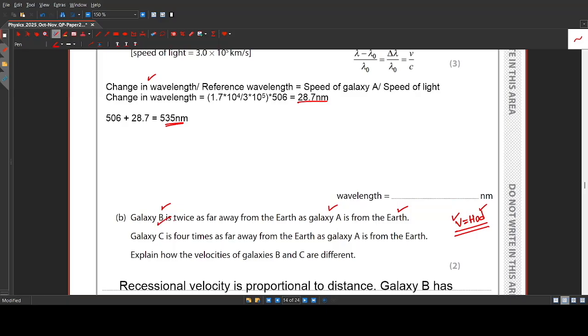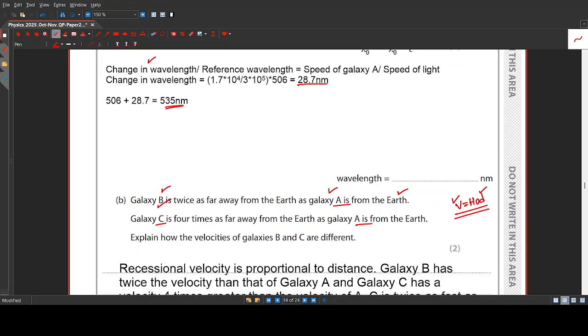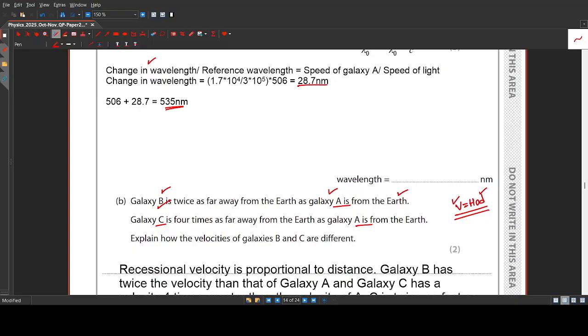Now, we have been told that galaxy B is twice as far away from the Earth as galaxy A is, and galaxy C is 4 times as far away from the Earth as galaxy A is. So if B is twice as far from the Earth as A, then the recession velocity of galaxy B would be twice the recession velocity of galaxy A. And then again, galaxy C would have 4 times the recession velocity of galaxy A, because galaxy C is 4 times further from the Earth than galaxy A.